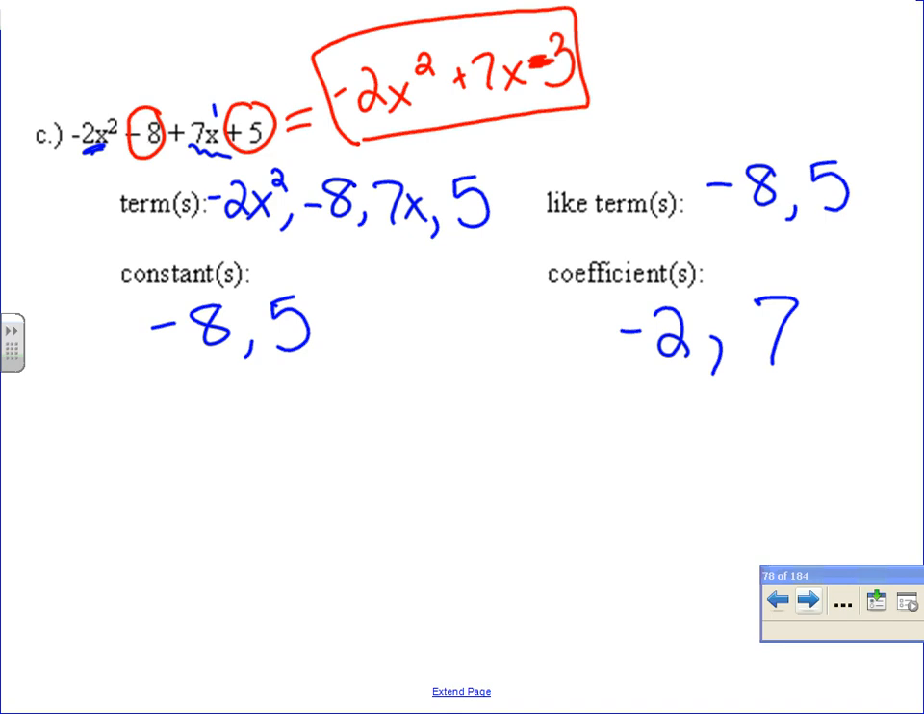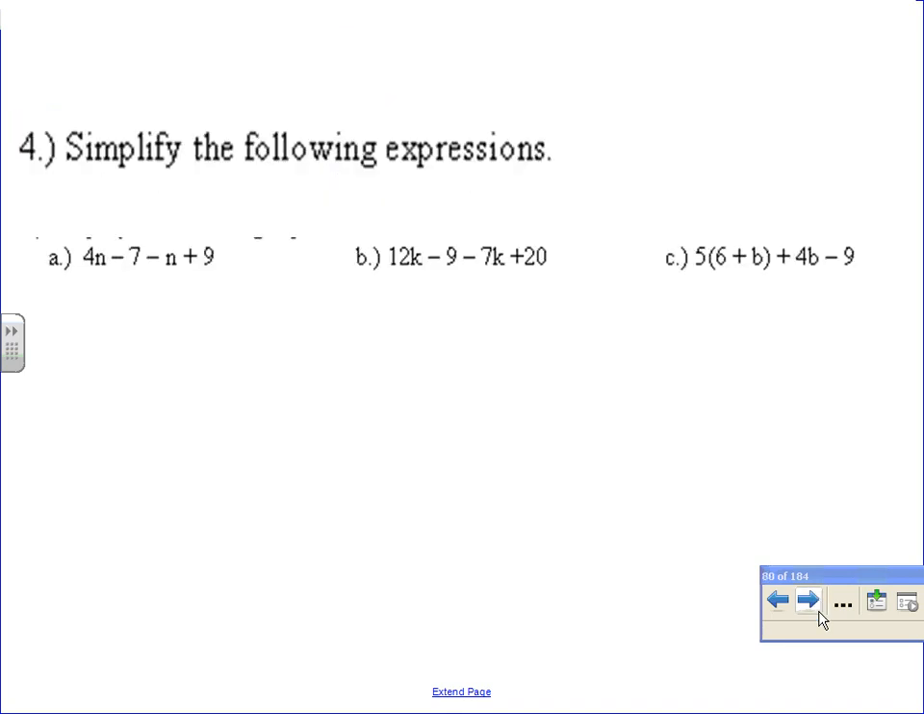Correct. Yep. Any other questions on C? Okay, I want to do 2 more problems with you guys. Let's look at 4A and B. I'm going to save distributive property for tomorrow. So let's look at 4A and B. Okay, it says simplify the following expressions.